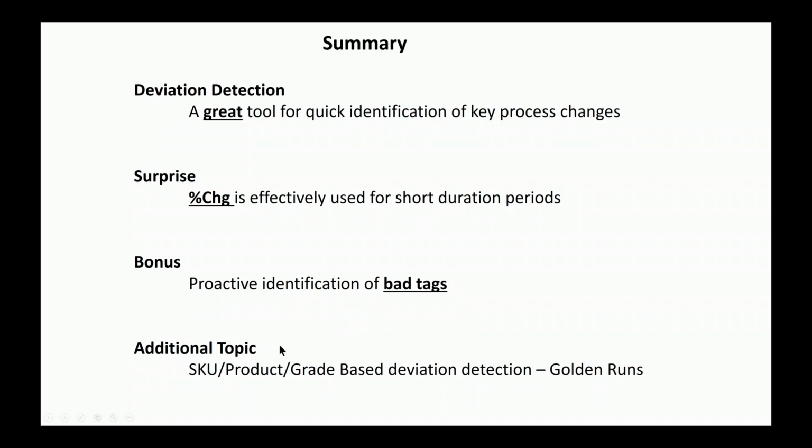An additional topic we didn't cover today, for those who have processes that are product-based or SKU or grade-based, you need to use things called golden runs and the center line, and this tool can do that too, but that's a detailed enough topic that would be good for another discussion.